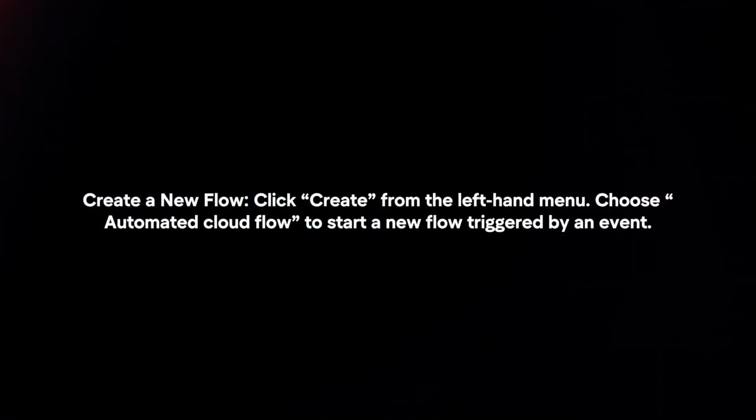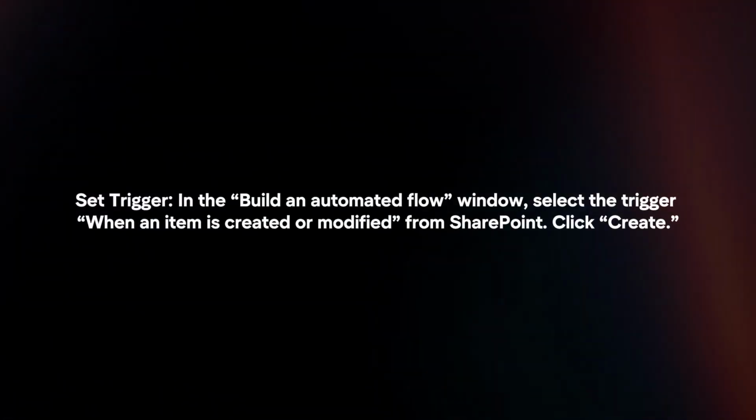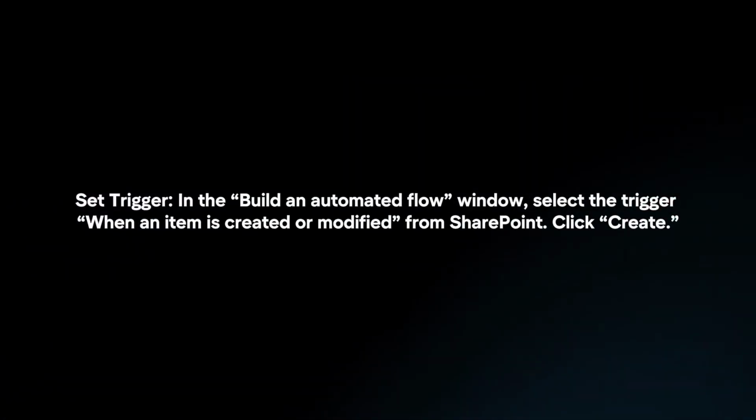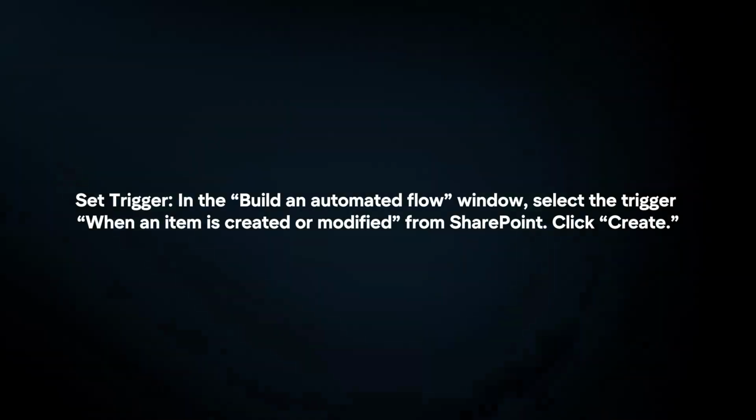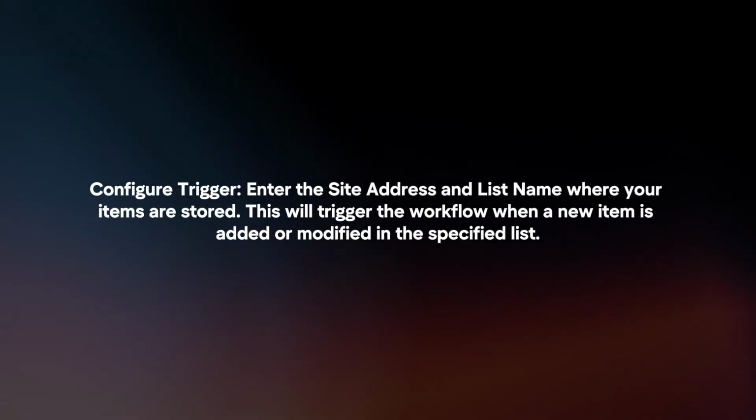Choose Automated Cloud Flow to start a new flow triggered by an event. Set Trigger. In the Build an Automated Flow window, select the trigger when an item is created or modified from SharePoint. Click Create.